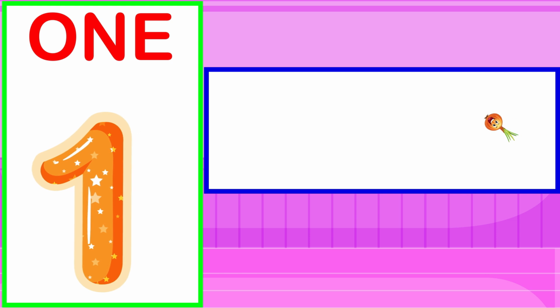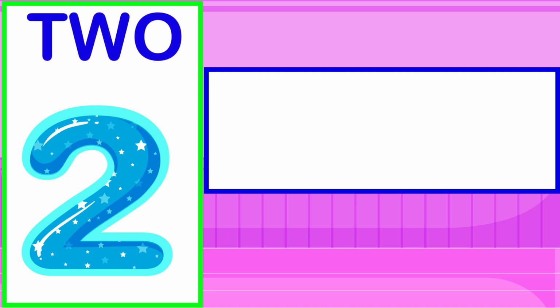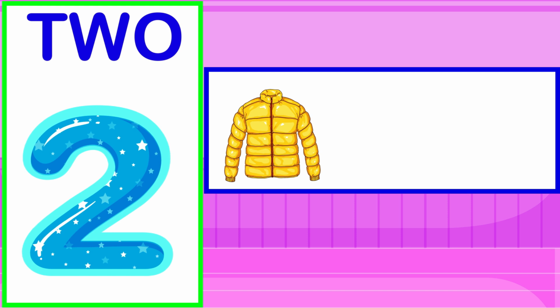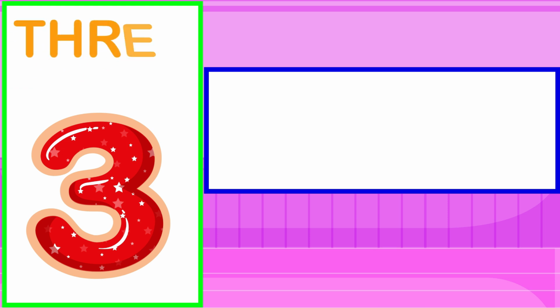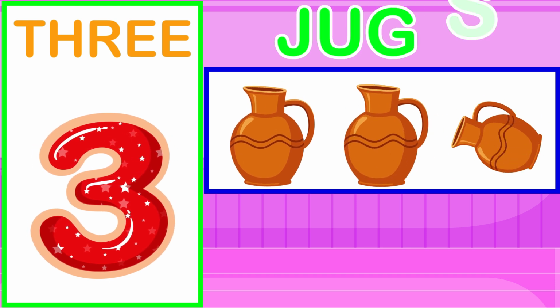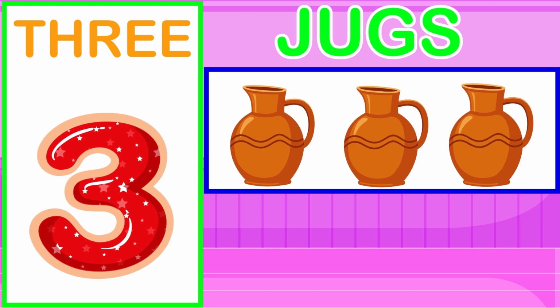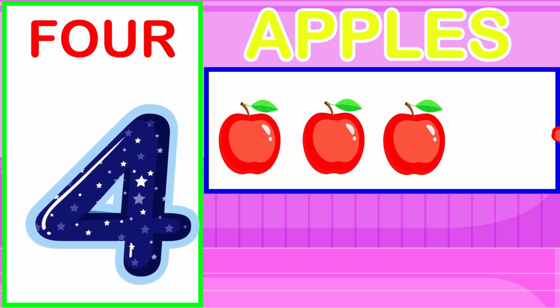1, O-N-E, 1 onion. Onion. 2, T-W-O, 2 jackets. Jackets. 3, T-H-R-E-E, 3 jugs. 4, F-O-U-R, 4 apples.